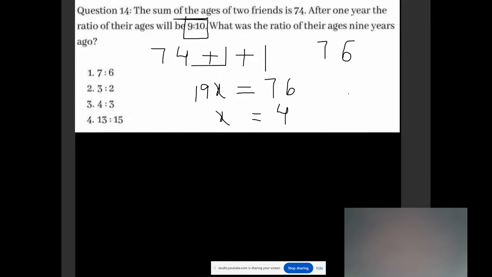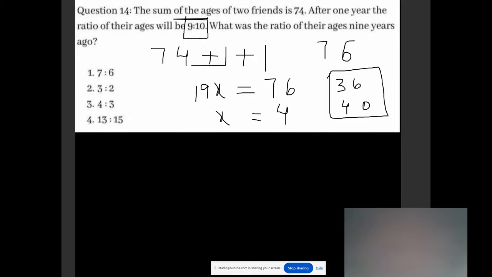So one person's age is 9 into 4, which is 36. The other person's age is 10 into 4, which is 40. One person's age is 36, the other person's age is 40. If you take the ratio between them, that is equal to 9 is to 10. The 4 table you can cancel, which gives you 9 is to 10. So this is after 1 year.